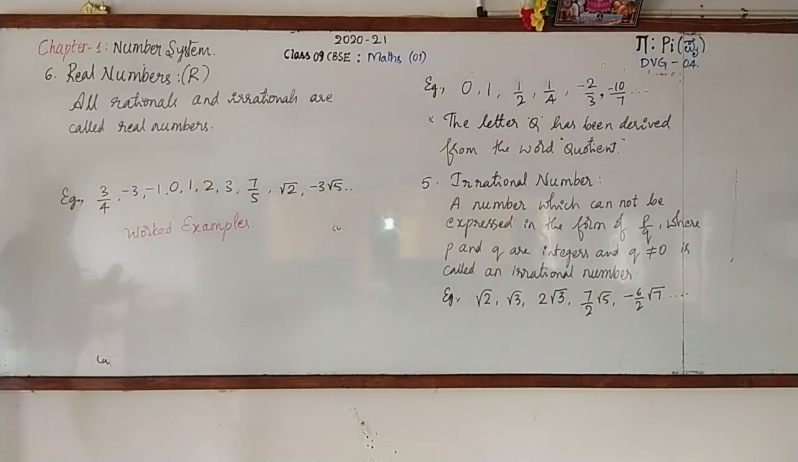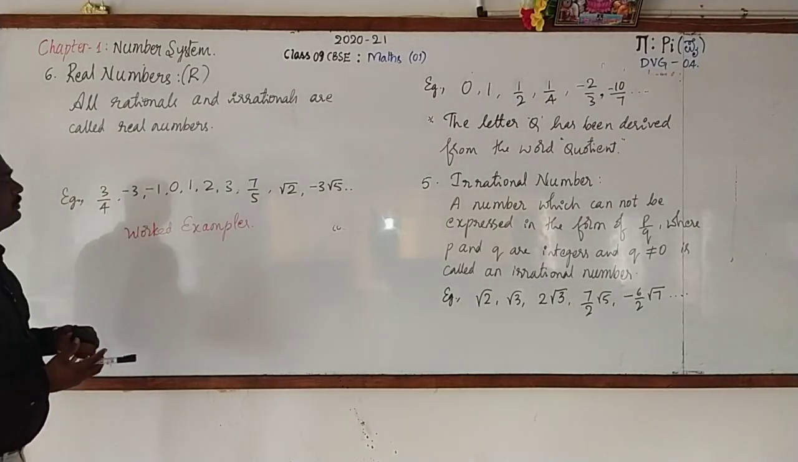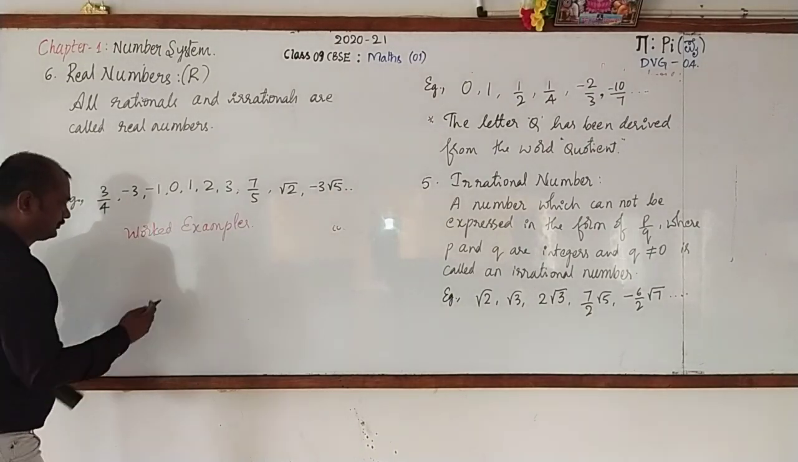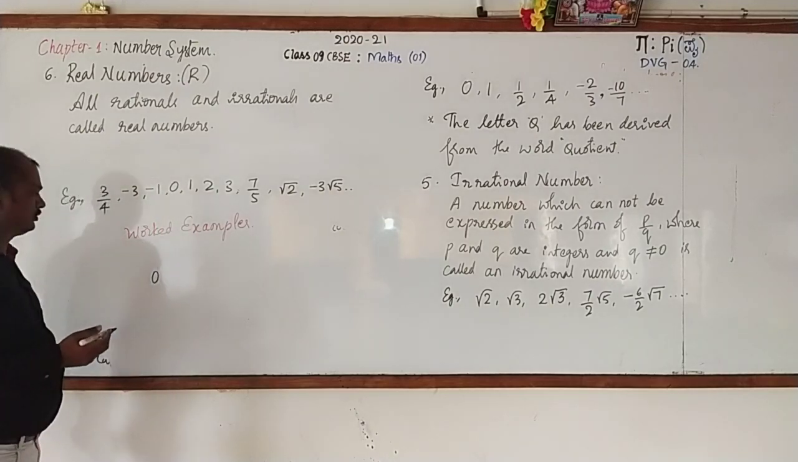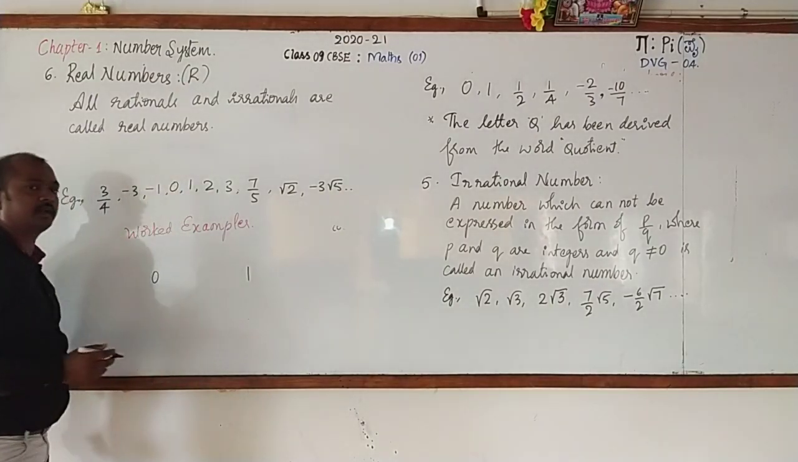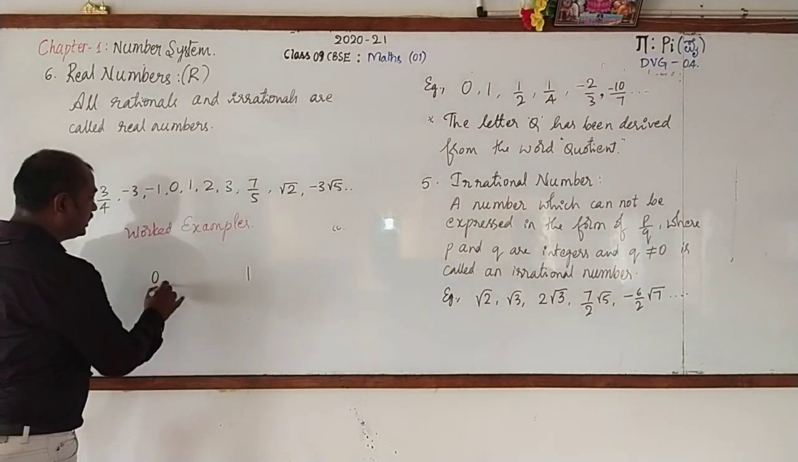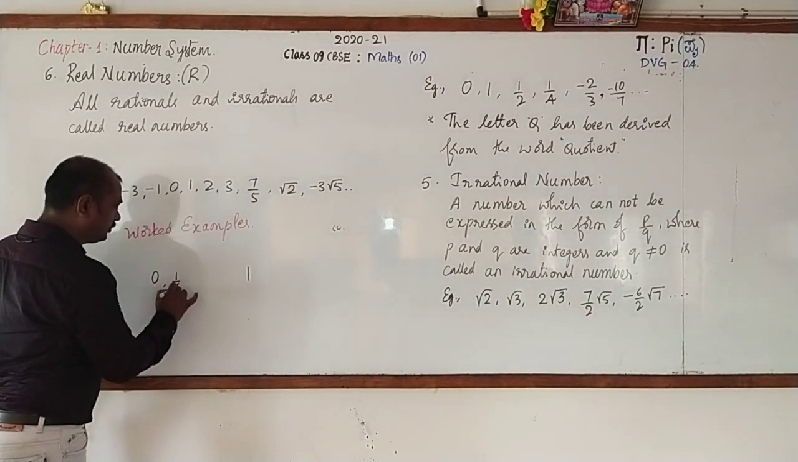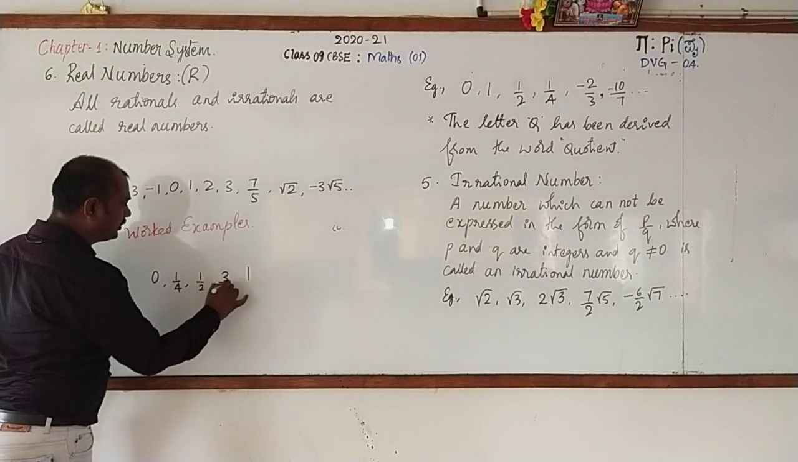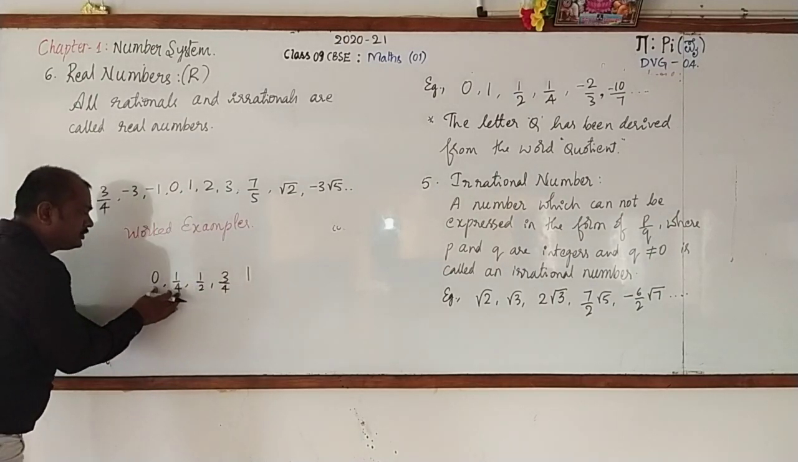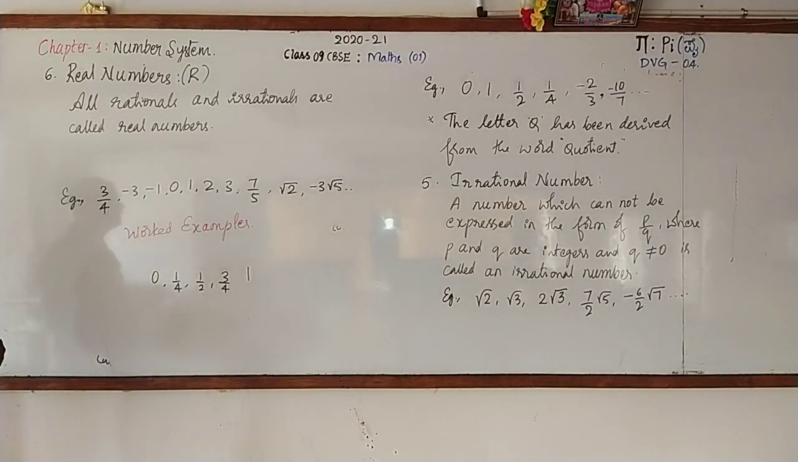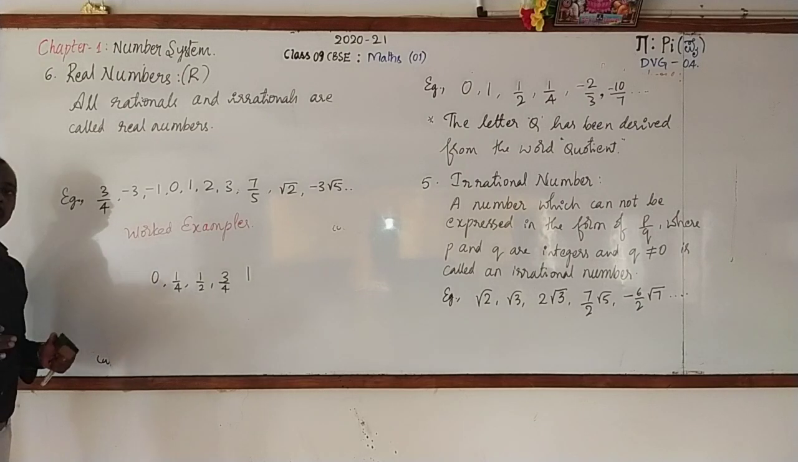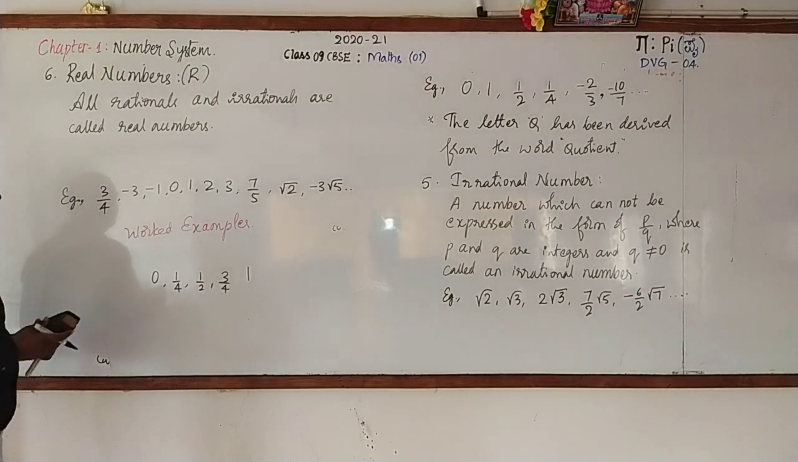Worked examples. Before going to give you worked examples, just observe here. Can we call 0 a rational number? No doubt. 1 is also a rational number. Between them, how many are there? See that I can write 1 by 4, 1 by 2, 3 by 4. Again, in between 0 and 1 by 4, many rationals are there. Between 1 by 4 and 1 by 2, many rationals are there. Now, we are going to learn how to find rational numbers between two given rational numbers.